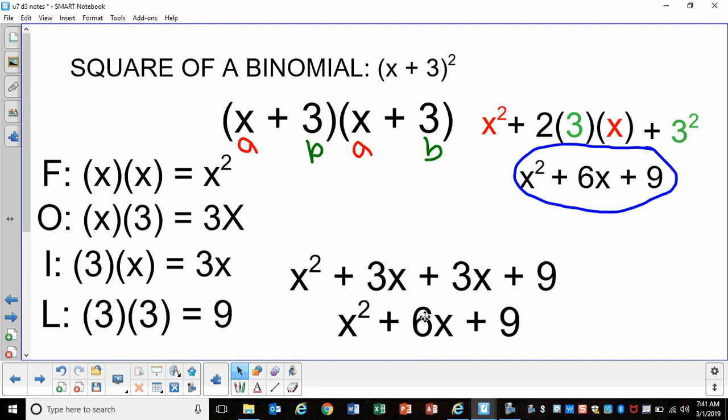So the biggest takeaway from squaring a binomial is that the binomial is being multiplied by itself. You have to write 2 binomials for it. Okay, so not too bad.